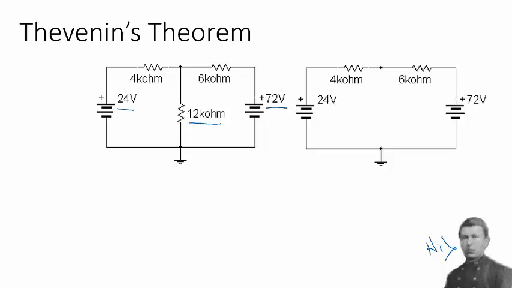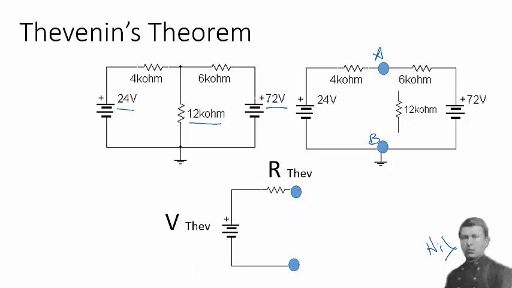So you take out the 12, like so, and you replace it with two nodes, and we can call them A and B, where they were both attached. And we're going to turn the rest of that circuit into one single voltage Thevenin and one single resistance Thevenin. Right here is the resistance Thevenin. We just use Thev as a subscript to identify it, but you'll take a two-source circuit and turn it into a single source circuit.